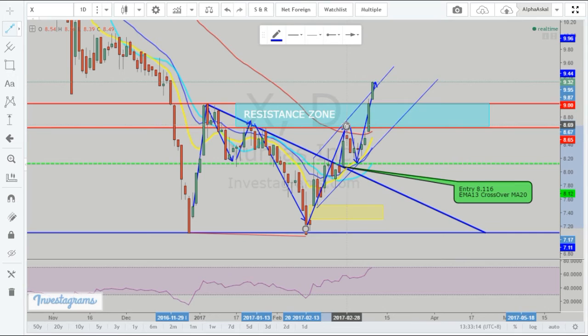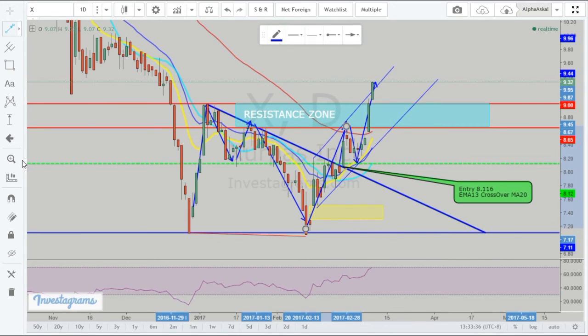Most of the time, after a third retest, we can definitely expect a strong uptrend, especially if we are looking at a bullish market. So that's what we expected, and it did happen. So that's what we're looking at.